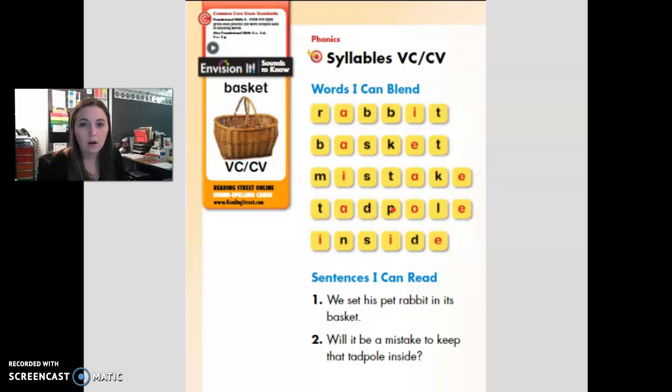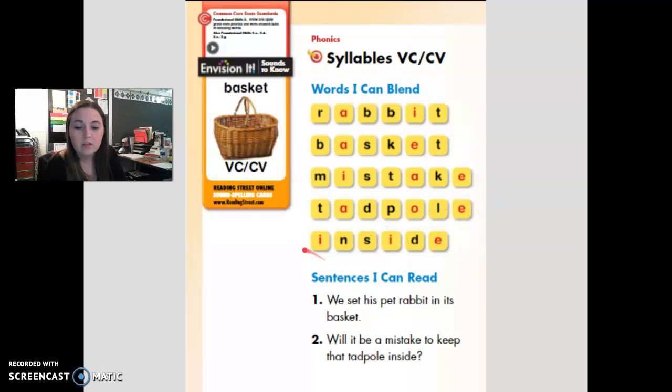All right, let's look at this next one. Vowel, consonant, consonant, vowel. Ready? We're going to chop it in half in between those two consonants. T-a-d, tad. P-o-l, pole. We remember that sneaky E, his job is to make that O say his name. So we have tadpole, tadpole.